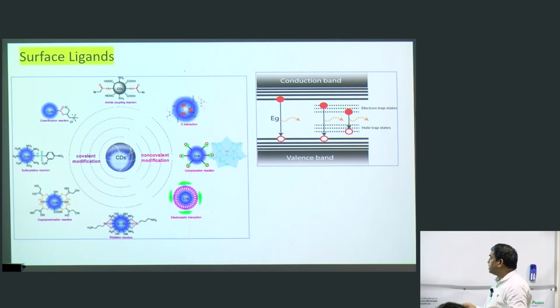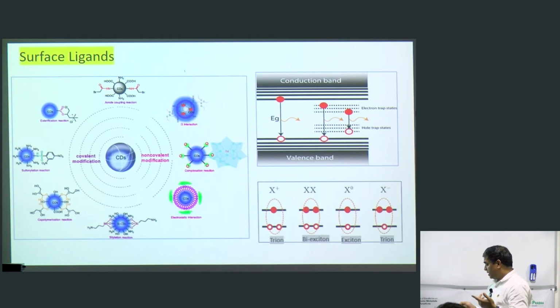Okay, not only this, as you see that in a simple excitation we have the exciton formation, as you can see here, but in a similar way we have the bi-exciton formation. Whenever you have this bi-exciton formation, because of this surface chemistry or some other chemistry, either the electron could be lost or the hole could be lost. In that case, you can have the trion formation.